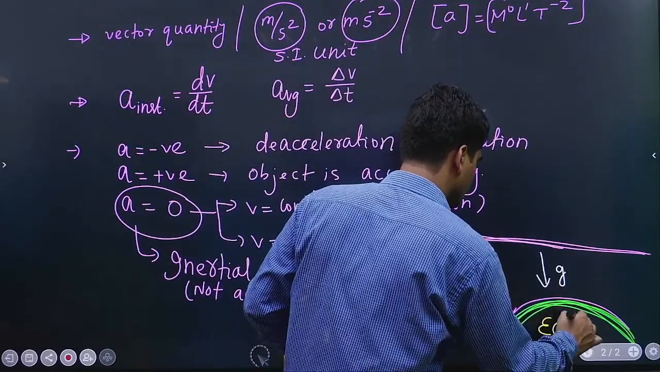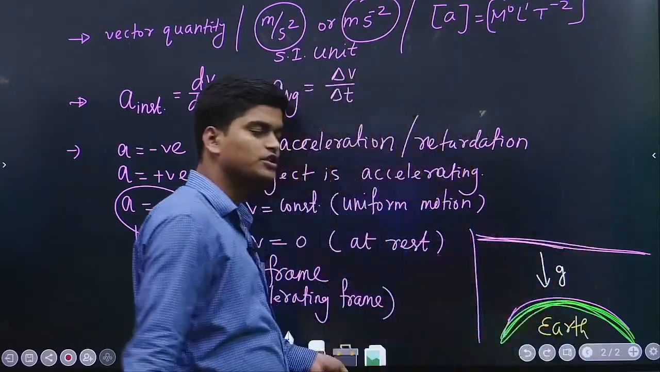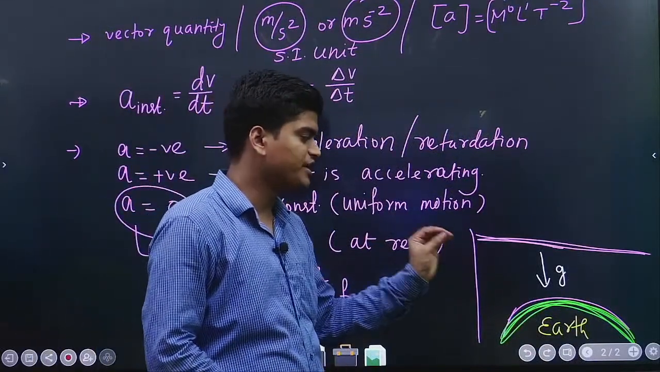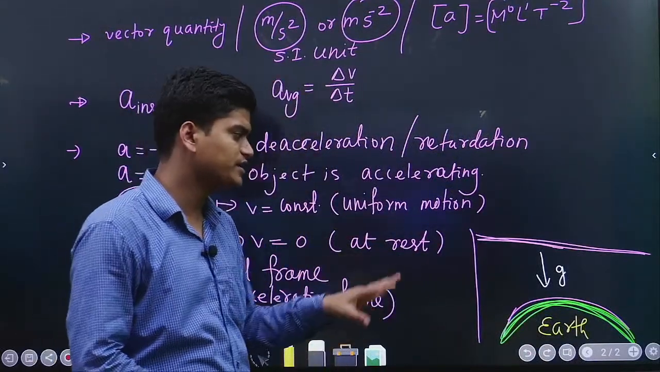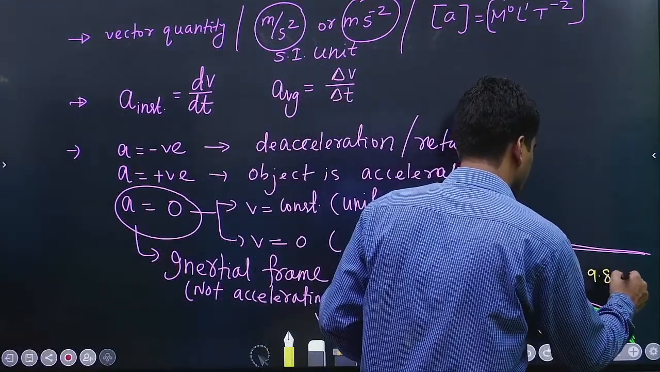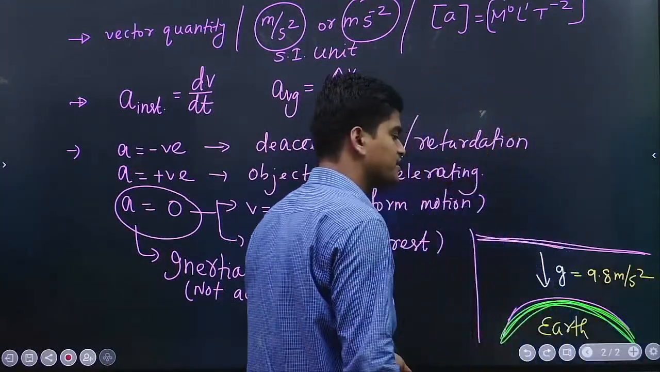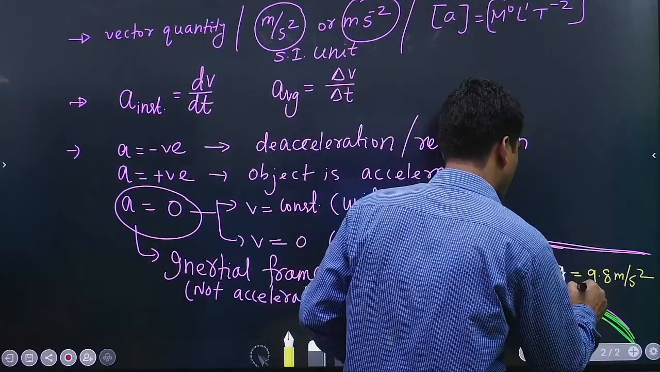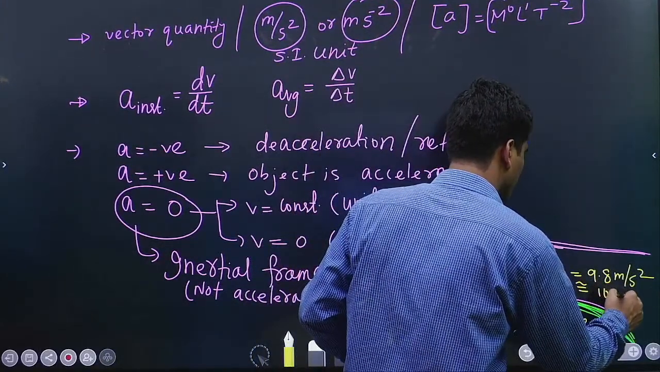So this is your earth surface. And this g value is nothing but how much? Its value is approximately 10 meter per second square, but the exact value I can write is 9.8. In SI unit it is meter per second square, or approximately 10 meter per second square.